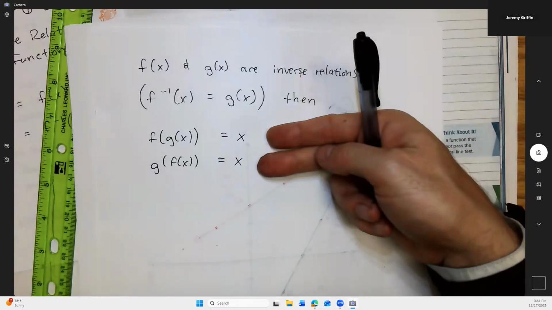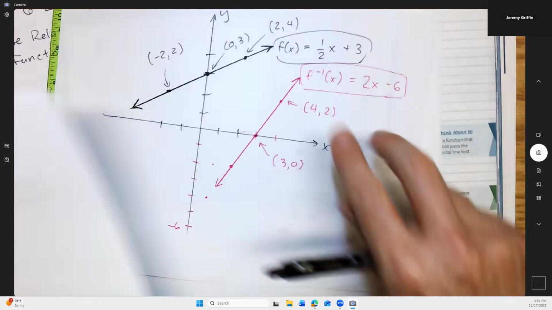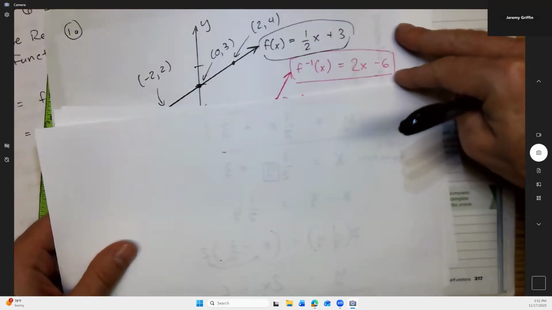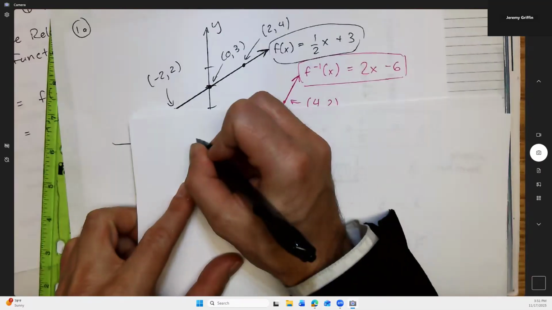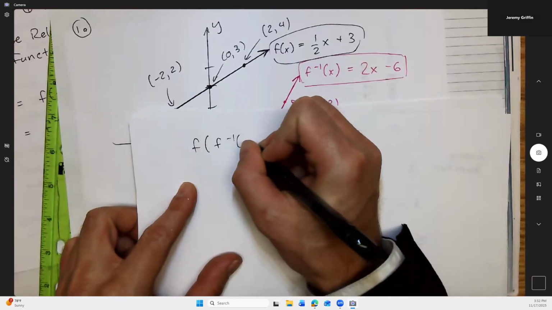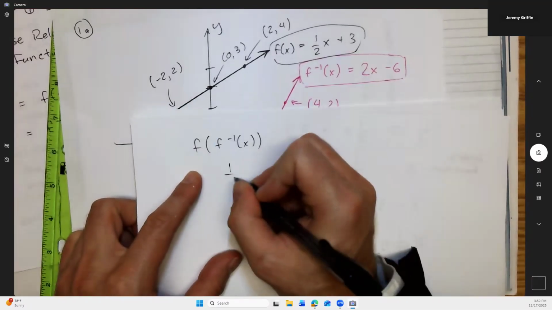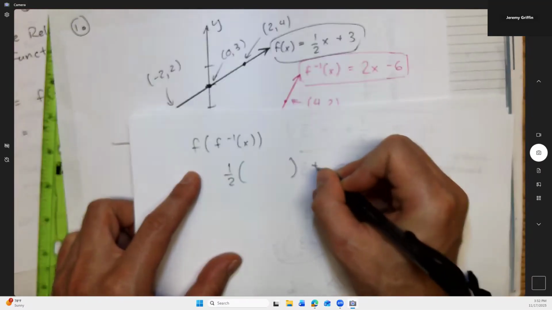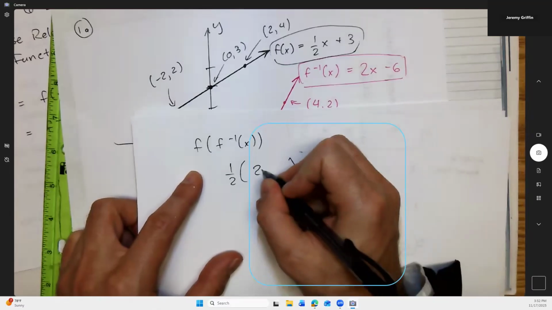If you take f of g or g of f, in both cases it should turn out to be x. So I have these two expressions I just showed you guys systematically that one leads to the other, both graphically and algebraically. Okay. Let's find f of f inverse of x. I wonder what that is? Well, f of something is 1 half of that something plus 3. And the something in this case is the inverse function, which is 2x minus 6.